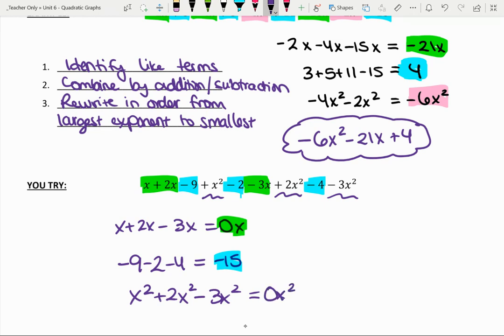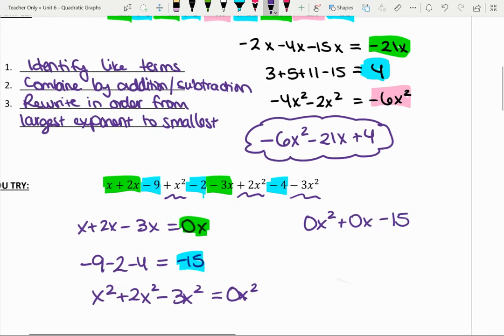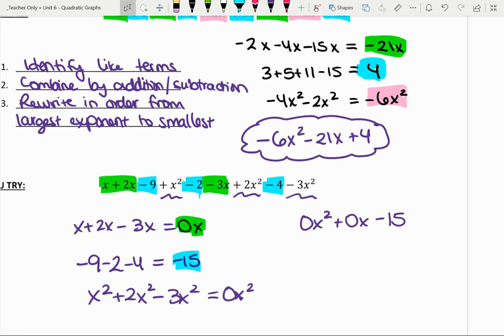So if I'm rewriting this in order from largest exponent to smallest exponent, that would be 0x squared plus 0x minus 15. But you may be remembering, wait, Miss Wombold, 0 times anything is just 0. So if that's the case, then really this simplifies to simply negative 15. So with combining like terms, it's possible that everything will cancel out completely.